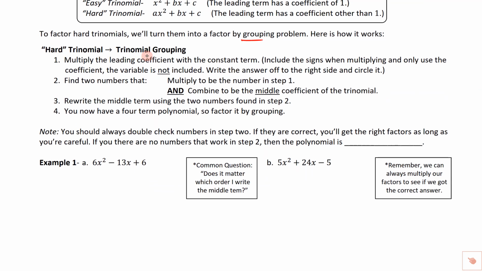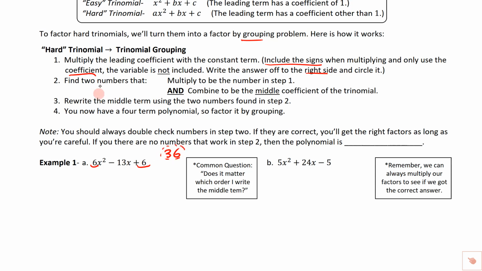So this is a hard trinomial, this is trinomial grouping. So here's what we do. We multiply the leading coefficient with the constant term. So we take the leading coefficient right here and we multiply it by the constant term. Now we include the signs when we're multiplying, and we only use the coefficient. We do not use the variable. That's not included. And what we're going to do is write that number off to the side. So the coefficient in front is a 6, the constant is a 6, so we multiply those together and we get a 36. I'm going to write that off to the right-hand side, just like this. And I'm going to go ahead and put a dotted circle around it.